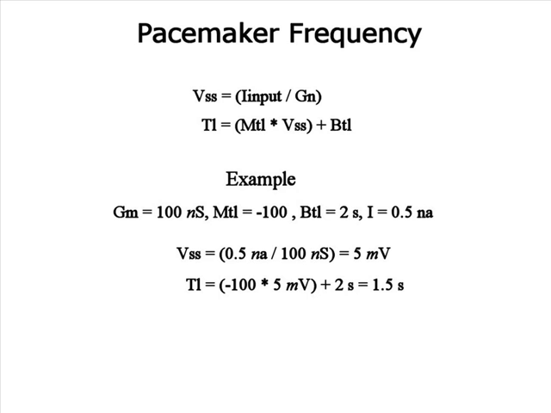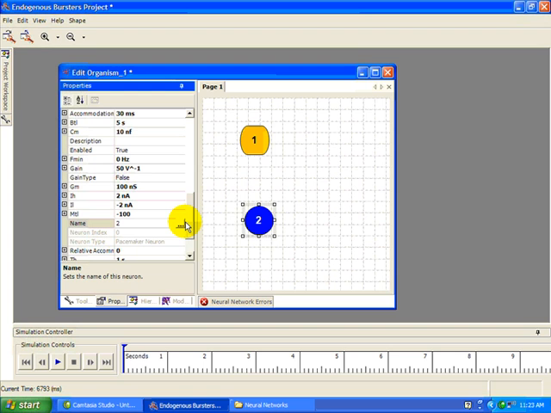For example, if our membrane conductance is 100 nanosiemens, slope is negative 100, and intercept is 2 seconds, and we assume that our input current is 0.5 nanoamps, then we can calculate that the steady-state voltage is 5 millivolts. Plugging this into our equation, we end up with an interburst duration of 1.5 seconds. Now let's set our pacemaker to match these values. Set the intercept, B sub TL, to be 2 seconds, and change the gain to 10. The rest of the parameters are correct.